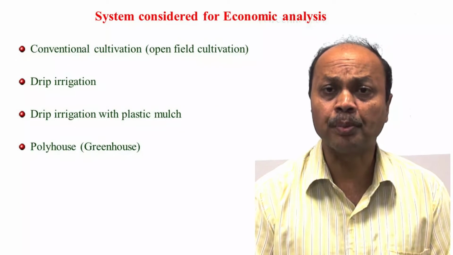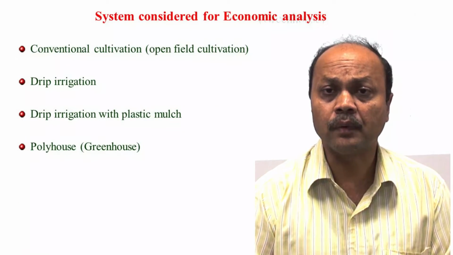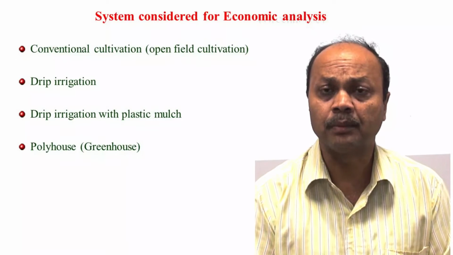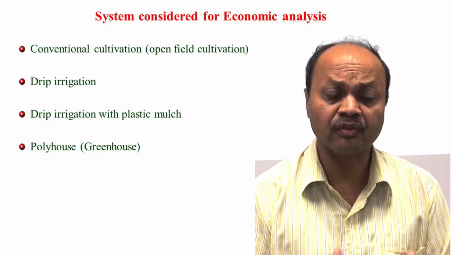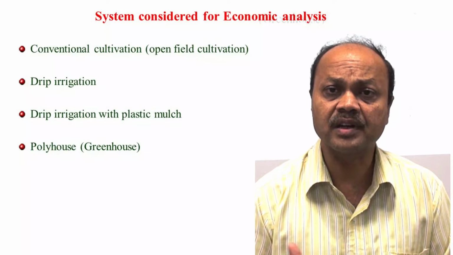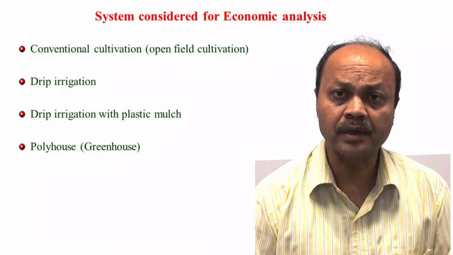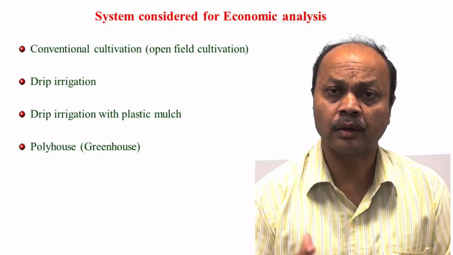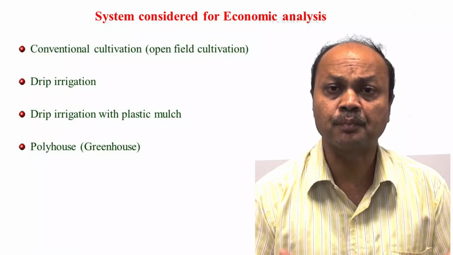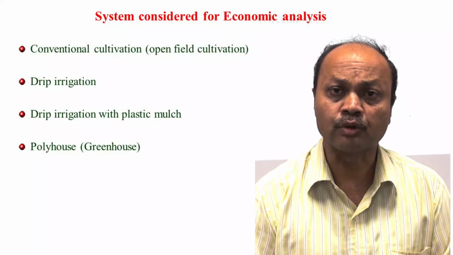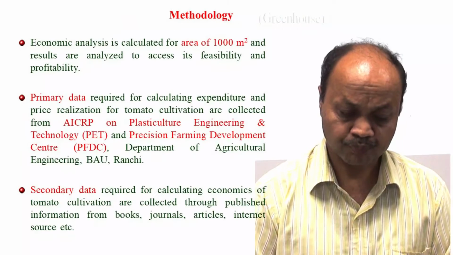Basically, though the topic is greenhouse cultivation, we have done a comparison with the open field, because there is no comparison otherwise, right? For the sake of it we have taken four cases: conventional cultivation, that is open field cultivation which people normally do, and then drip irrigation, where we cultivate the tomato crop with the drip irrigation system. Then drip irrigation with plastic mulch, and then the polyhouse at last. So basically we will discuss four cases.